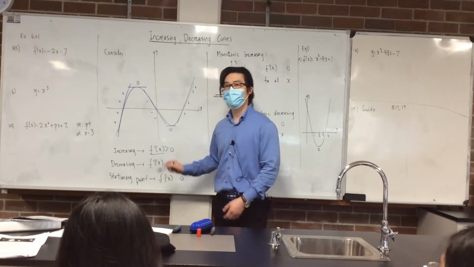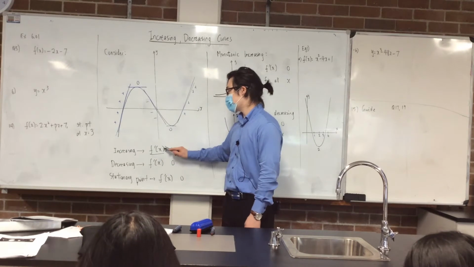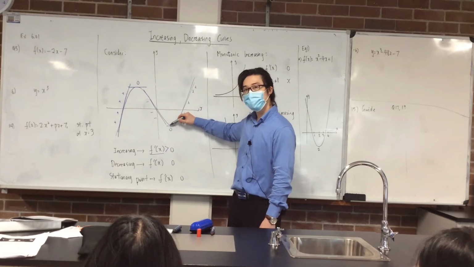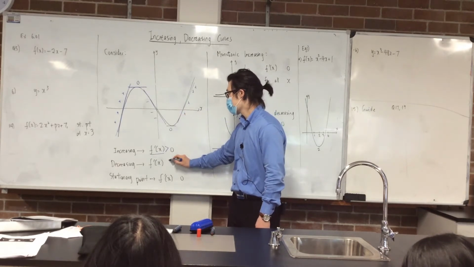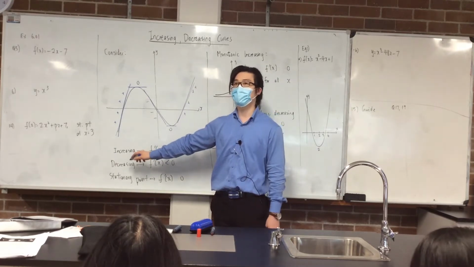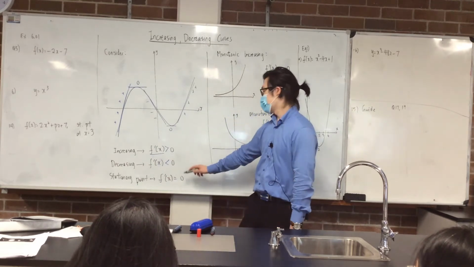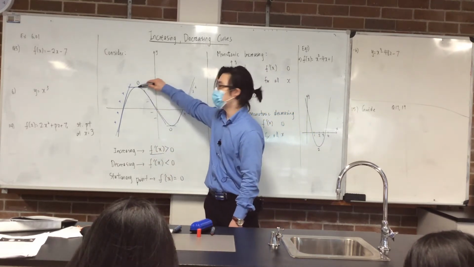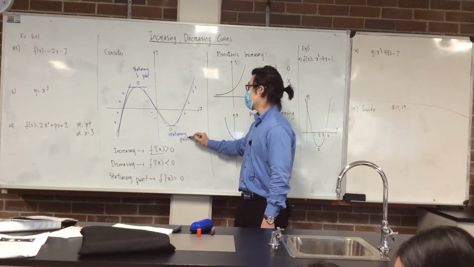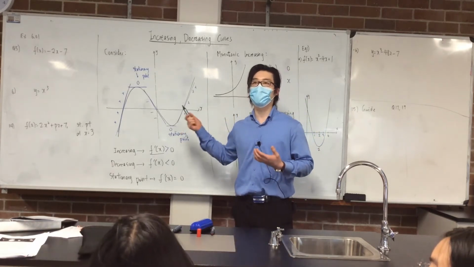Because when you differentiate, what does that find? The gradient. Yeah? So when the gradient is bigger than 0, the curve is increasing. Similarly, when the gradient, or f dash x, is less than 0 because it's negative, the curve is decreasing at that point. And here's a new term. When the gradient or the differentiation is equal to 0, that's where the stationary points occur, where the gradient is 0.